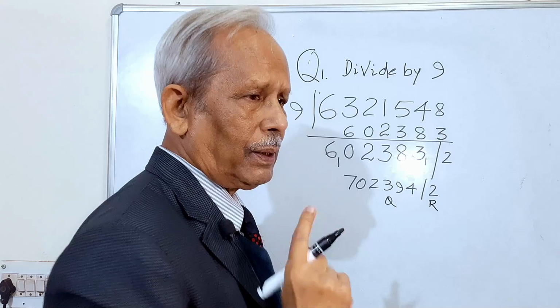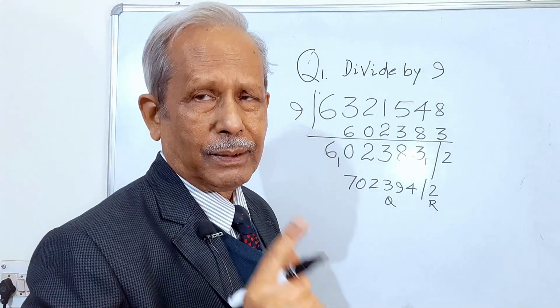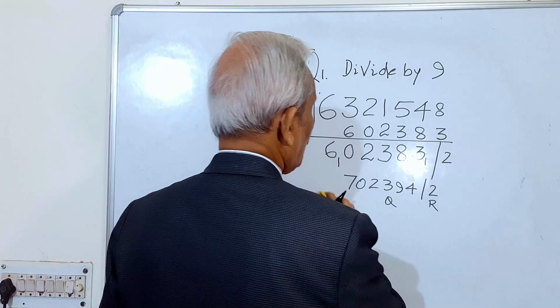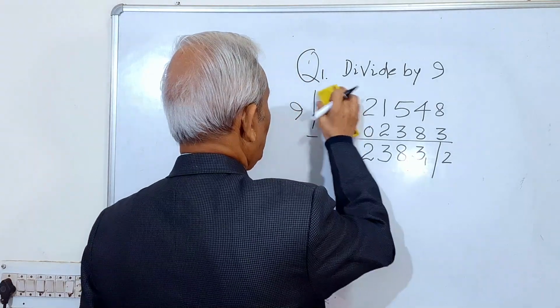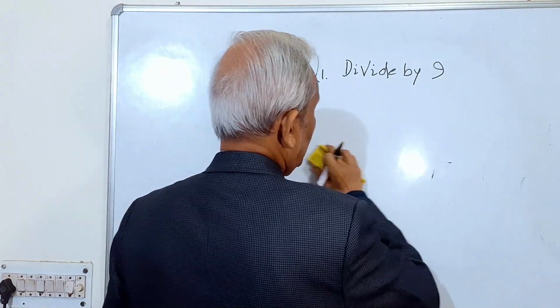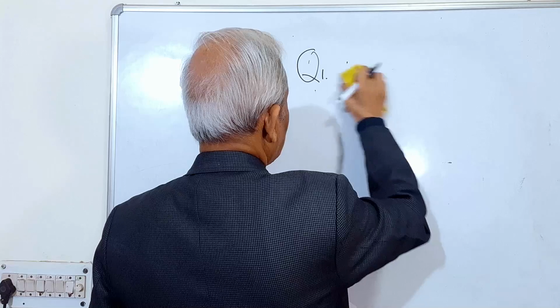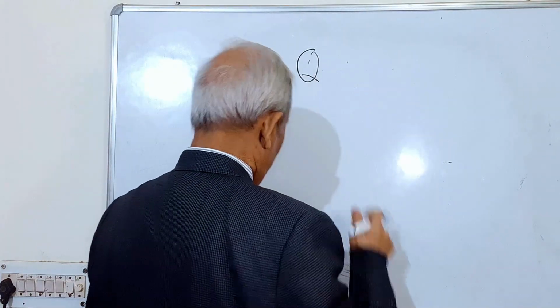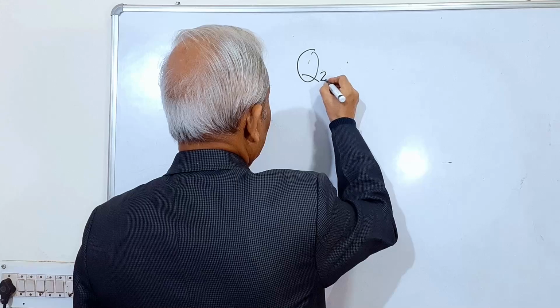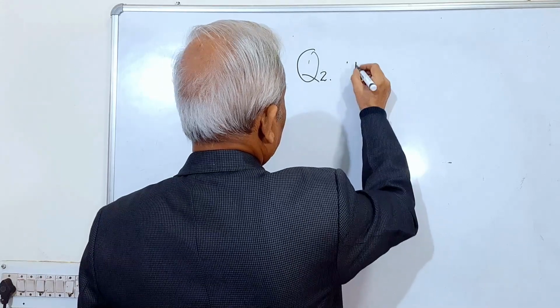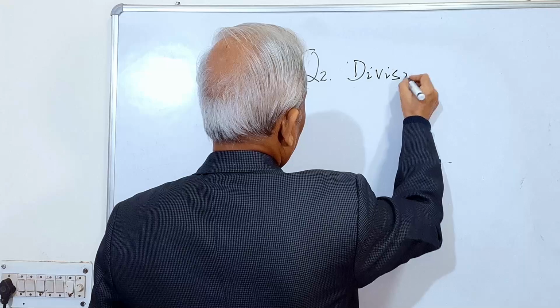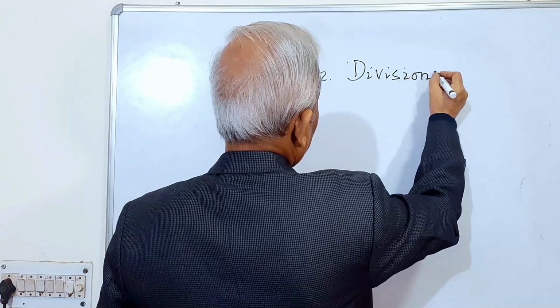Okay, so we have done all the questions of division by 9. I hope you have followed it and you could see whether you could do it properly or not. So now let us go to the next question, question number 2. Here now the division by 8. The same process with little difference.